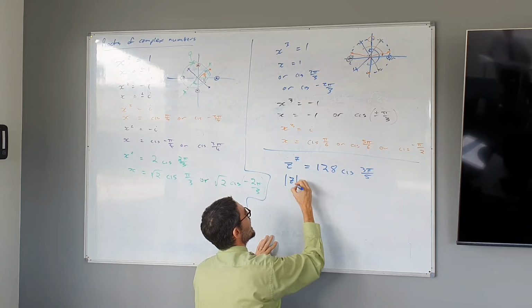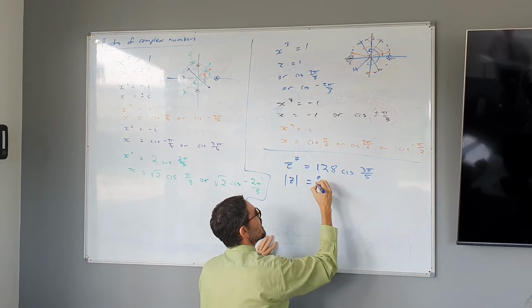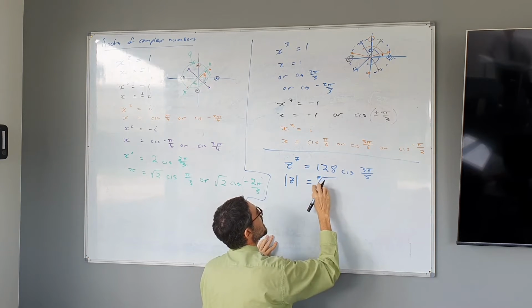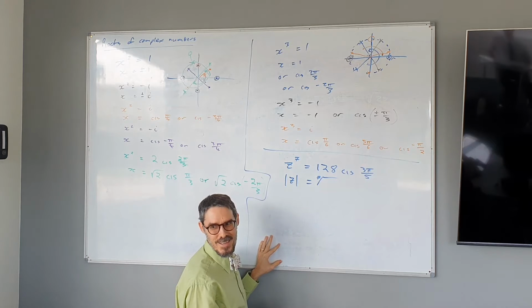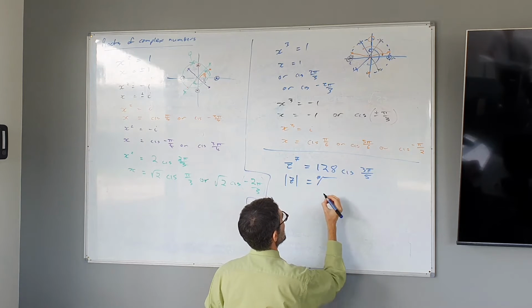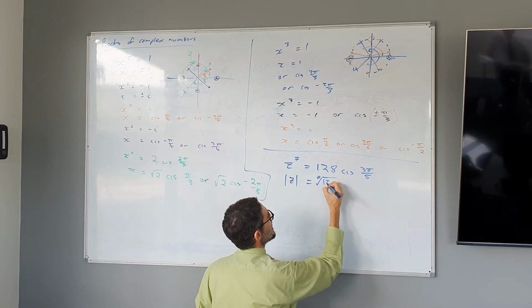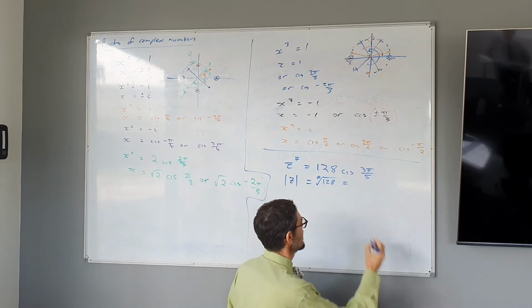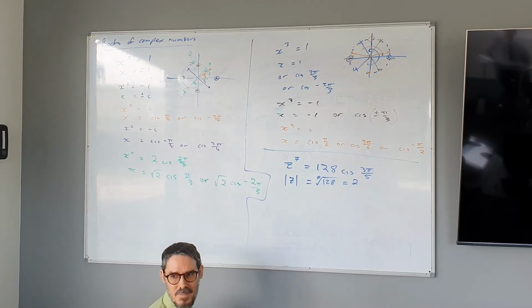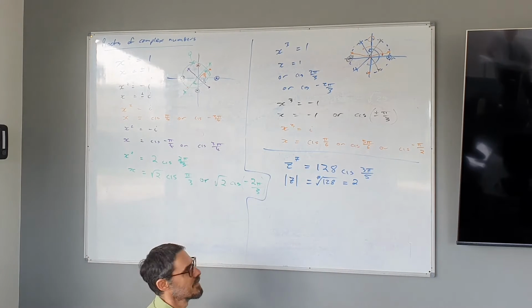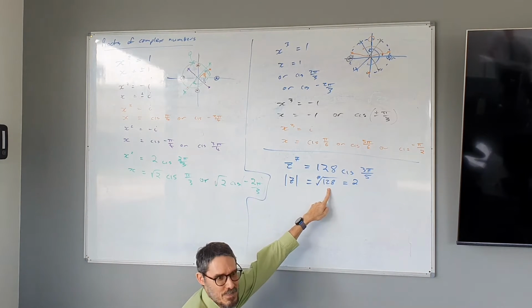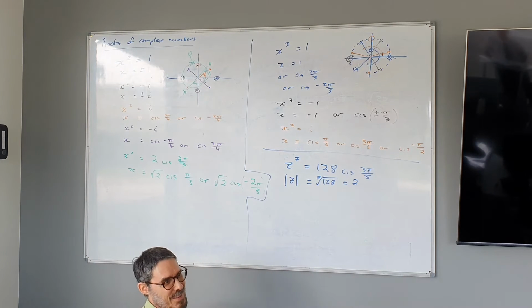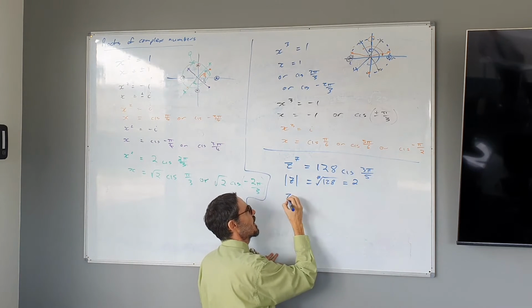Well, mod z has to be the 7th root of 128. That was a 7th, oops. That's why I should write x, because my 7s and z's look the same. Anybody guessing? 2. Correct. This is 2 to the 7. I know from programming.